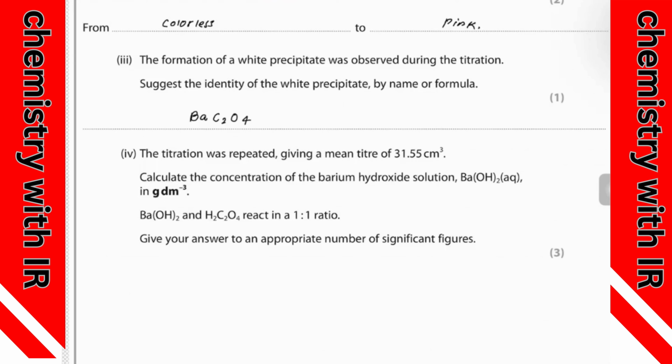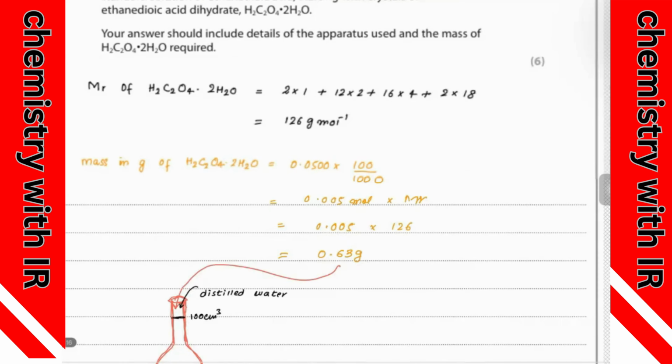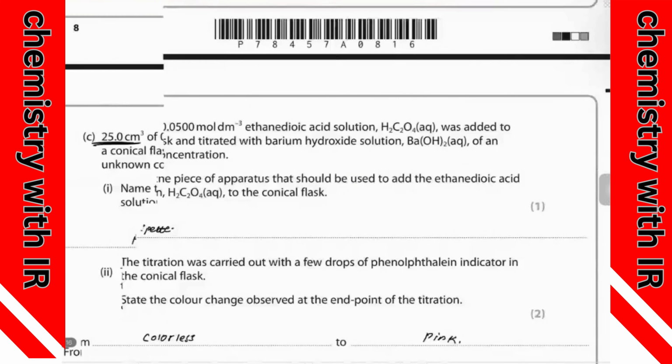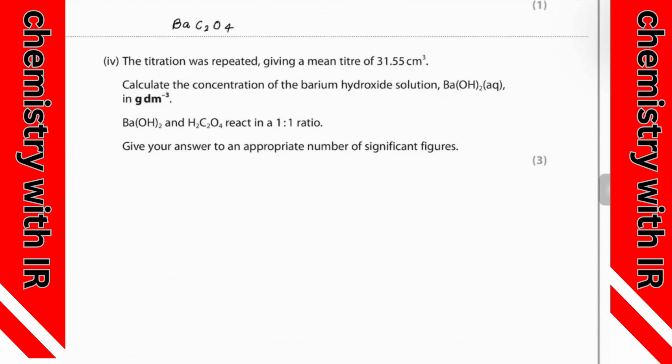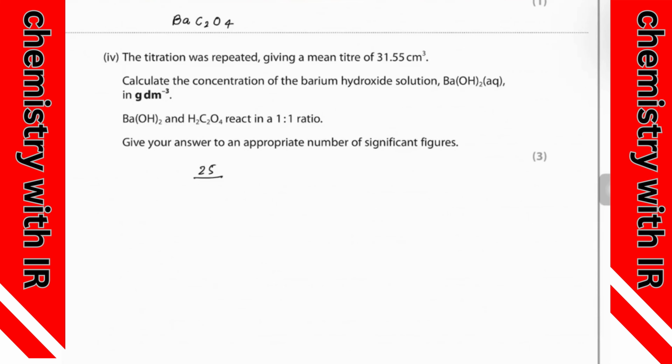Barium hydroxide and H2C2O4 react in a 1:1 ratio. We know the moles of H2C2O4 that we have calculated in the last step. The concentration and also the volume were given. The volume was 25 divided by 1000 and the concentration was 0.05. So I got the moles, that is this one. This is the mole of H2C2O4. This is also the mole of barium hydroxide, since the ratio is 1:1.